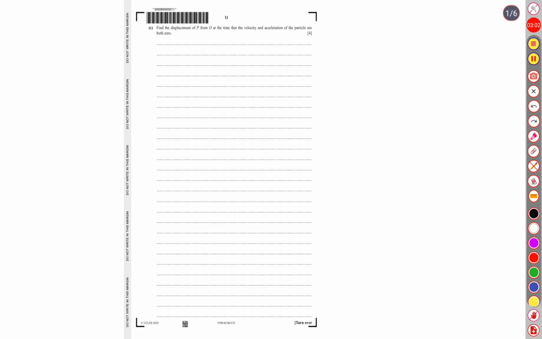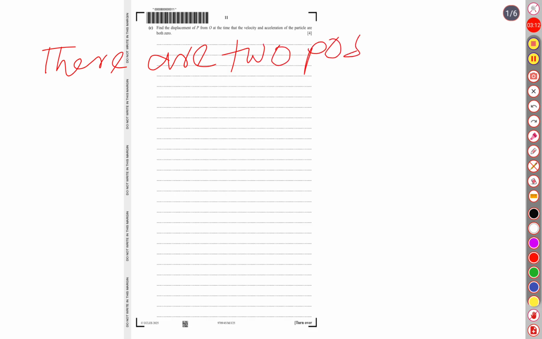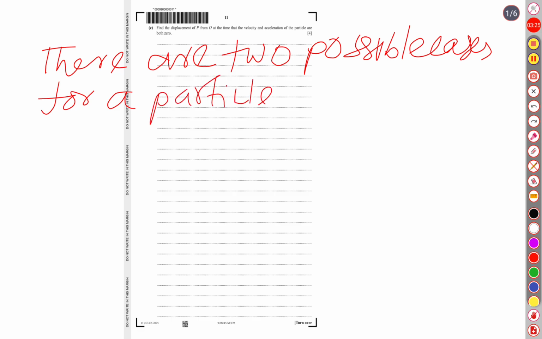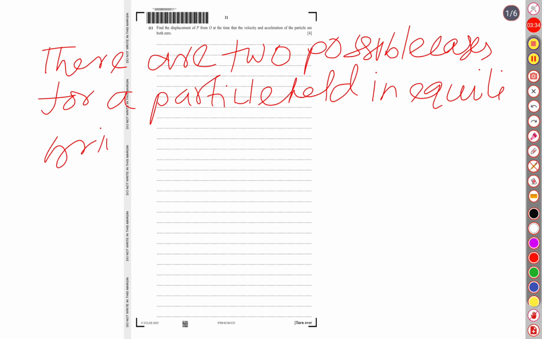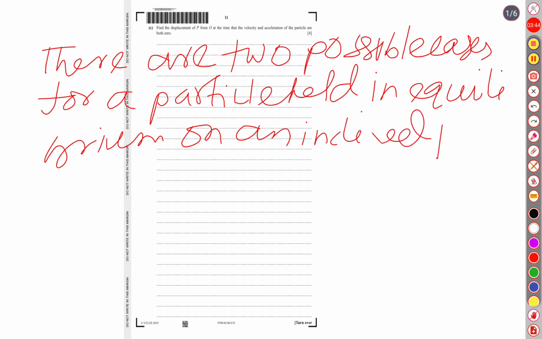There are two possible cases for a particle held in equilibrium on an inclined plane. Okay, what are the cases? Let me write it once again.